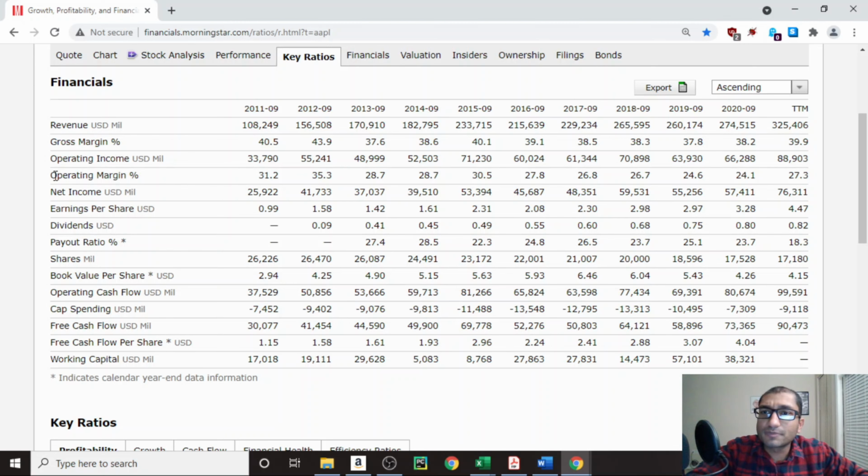Next, looking at the operating margin. The operating margin is the ratio of the company's operating income to its revenue.